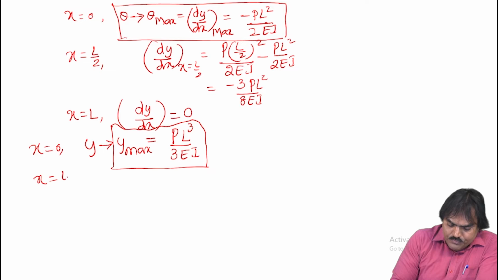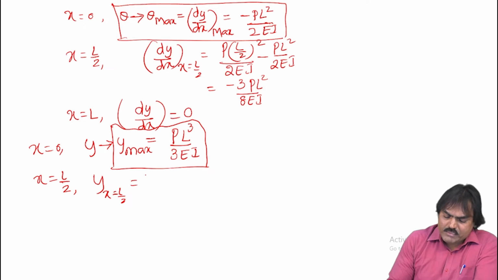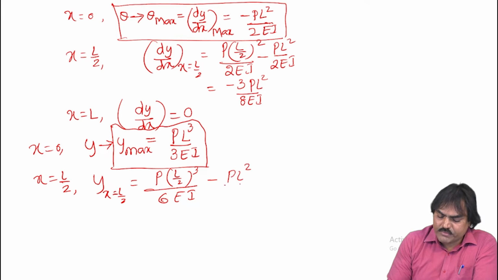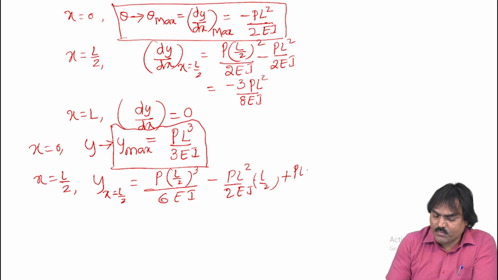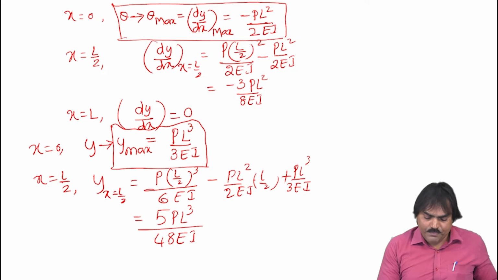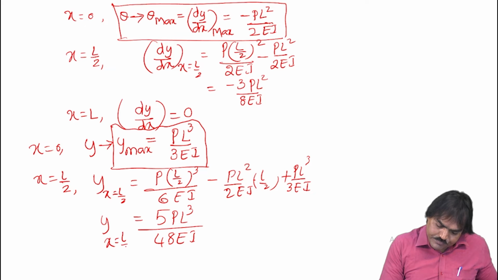So when x is equal to L by 2, the deflection at the center of the beam, if you substitute, P into L by 2 whole cube by 6EI minus PL square by 2EI into L by 2 plus PL cube by 3EI. You will get 5 PL cube by 48 EI. This is the deflection value at the center of the beam. When x is equal to L, the deflection will be 0.